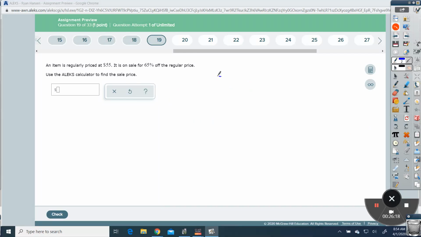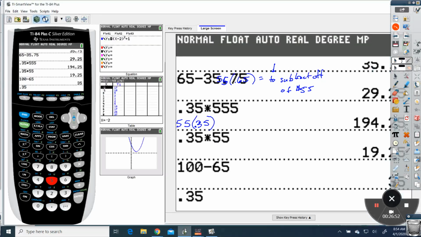Okay, so I can go 0.65 of 55, and that's going to give me the amount to subtract off of $55. Or I can go $55 times 0.35 because that's the amount that I have left. If I take 65% of it off, I'm left with 35%. Okay, so now if I go to my calculator, hopefully this time we get them to be the same answer.